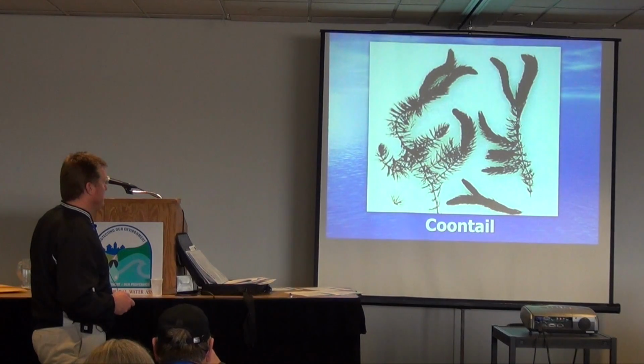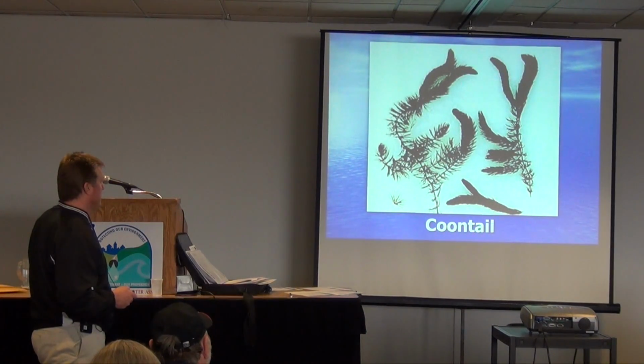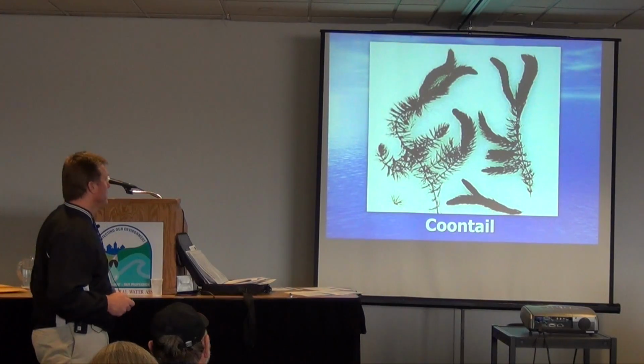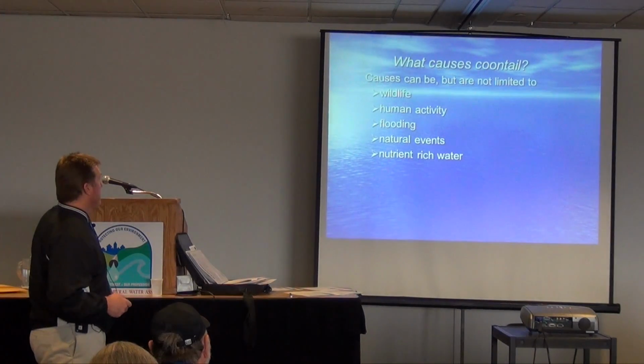Here's another picture of coontail. It's generally a long stem with little tufts coming off of it. A lot of times these tips up here, you'll see them sticking out of the surface of the water. What causes coontail? Wildlife spread it around, human activity, flooding, natural events, and nutrient-rich water again.